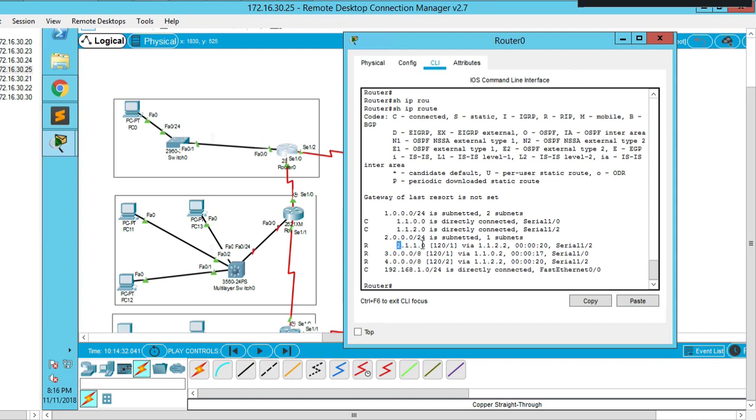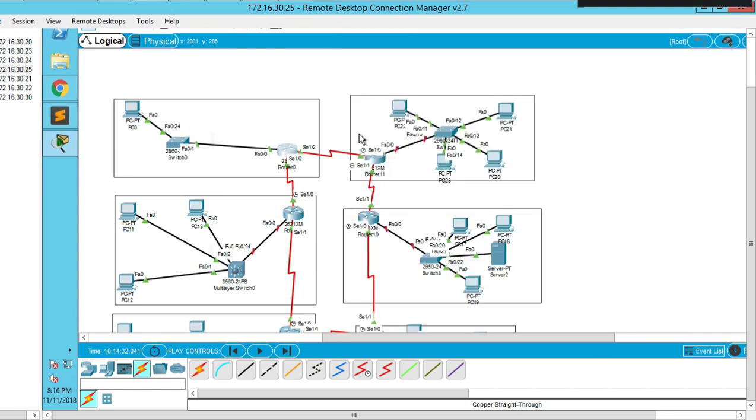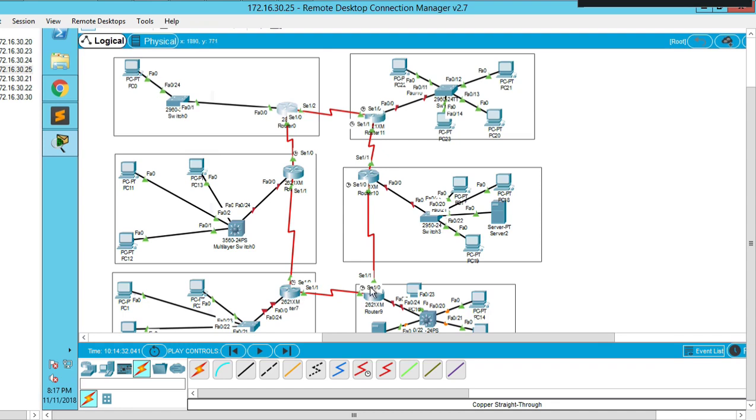So it knows about the 2 network. It knows about the 3 network and the 4 network. Okay, that's good. And it knows about itself, of course, because it's one network. So it knows about 1 through 4. It knows about this one, this one, this one, and this one. It doesn't know about 5 or 6.